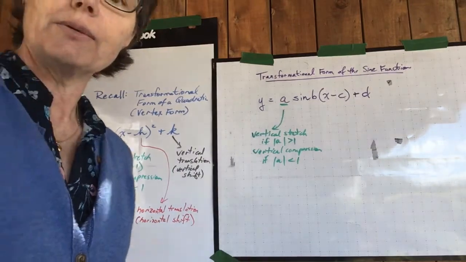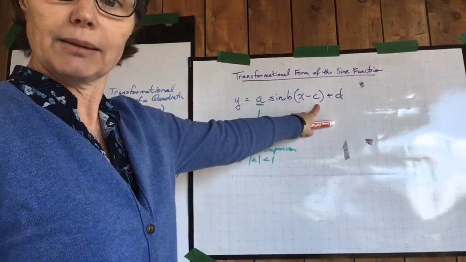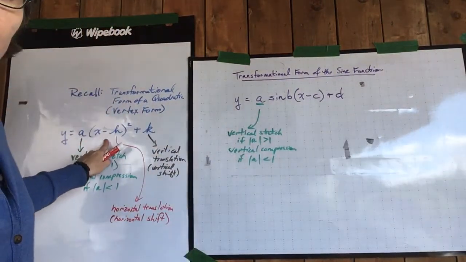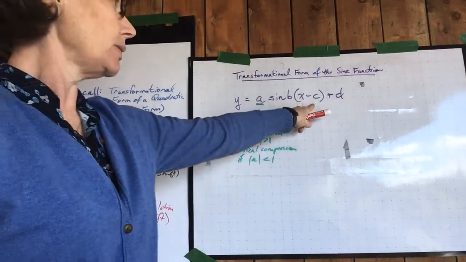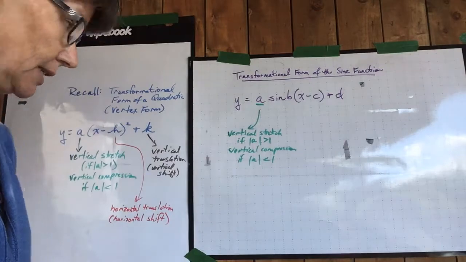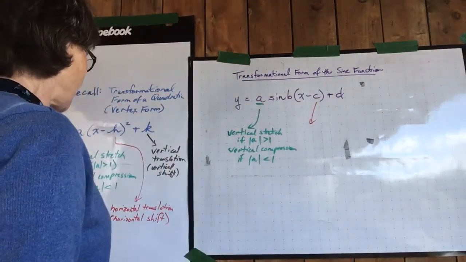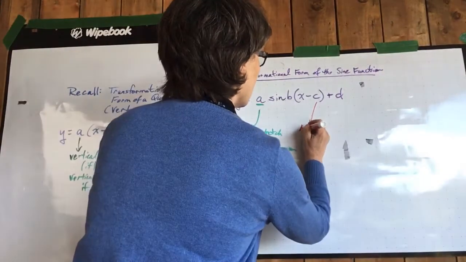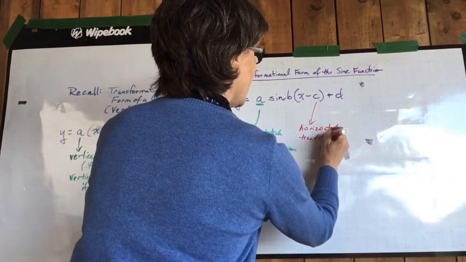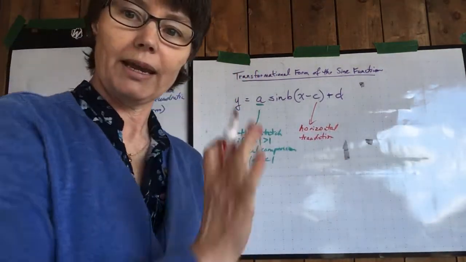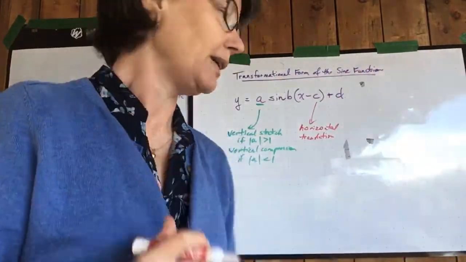Now, look over here with our transformational form of the sine function. We have x subtract a number c. Over here it was x subtract h. It represented our horizontal translation. It's going to do the exact same thing over here. We're just using the letter c. We could use whatever letter we wanted in there, but our textbook uses this. So this is our horizontal translation. That's going to take that sine wave and just move it to the right or the left.